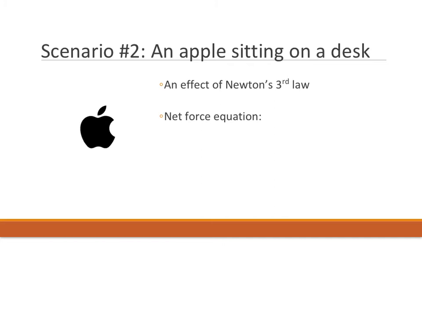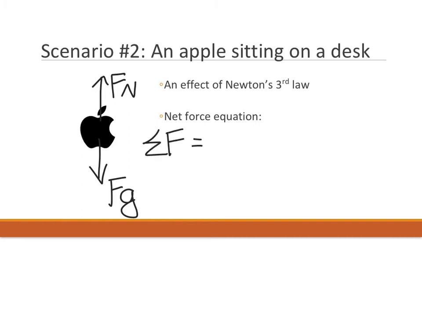Second, an apple is sitting on a desk. So I'm going to draw my free body diagram. I have gravity down, normal up. So this is an effect of Newton's third law, equal and opposite reaction. So this thing is in equilibrium, so we know my total forces equal 0. So I have Fn plus Fg equals 0. That's my net force on this object.